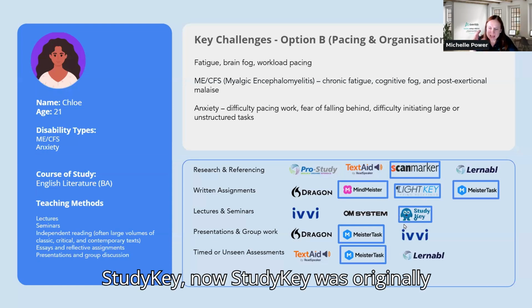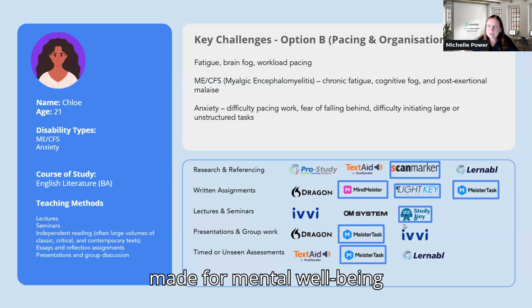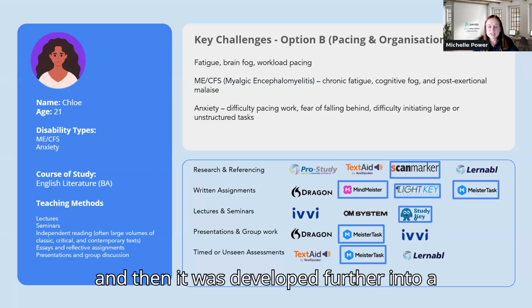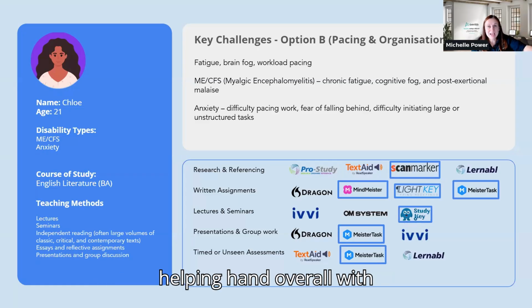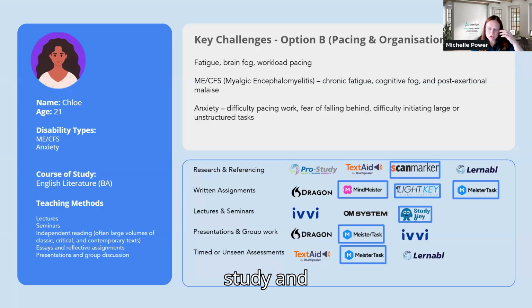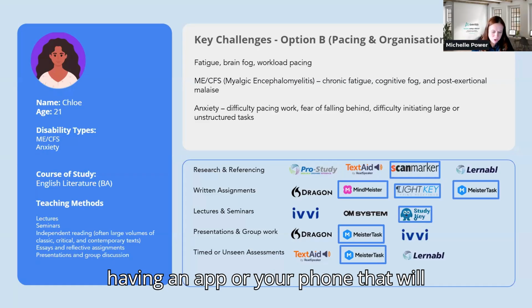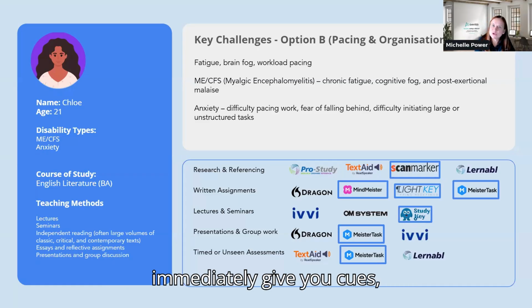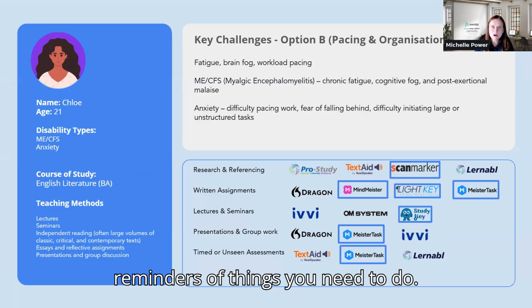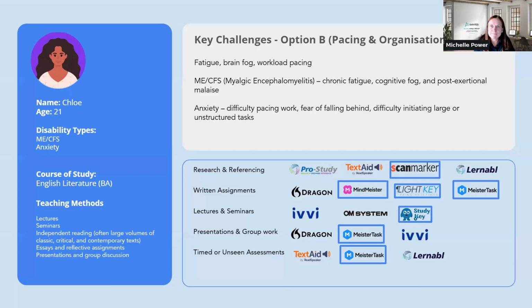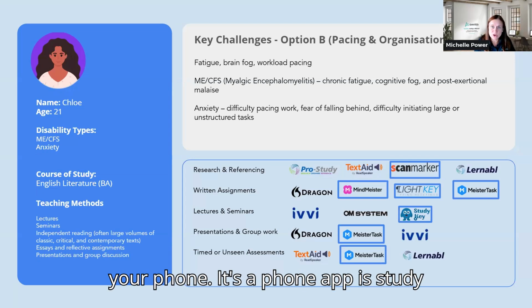And then Study Key. Now, Study Key was originally made for mental well-being, and then it was developed further into a helping hand overall with study and organization, and having an app on your phone that will immediately give you cues, reminders of things you need to do. It's used a lot by nurses. We talked about that yesterday. It's a helping hand on your phone. It's a phone app, Study Key.